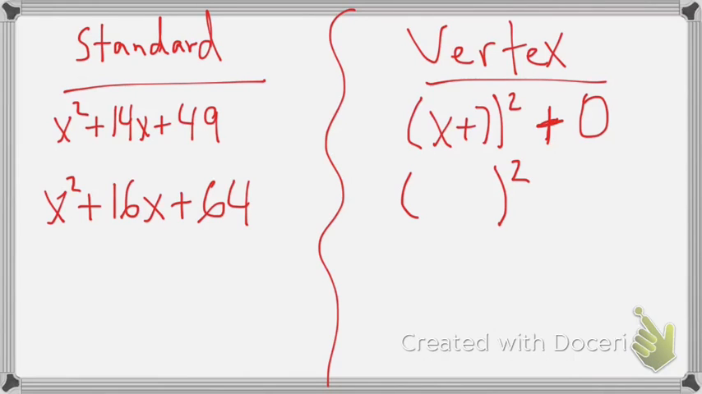Let's go backwards. Okay, if this was the standard form, this is the perfect square, what would each one have to look like? What would each parenthesis have to look like? Do you guys remember how we got it?